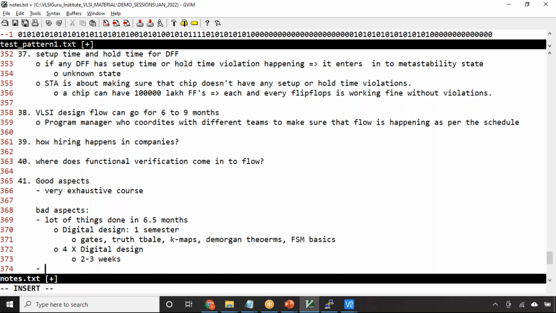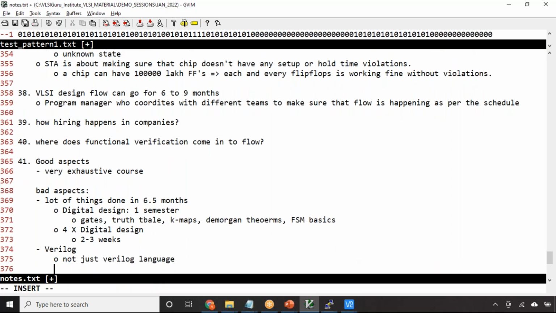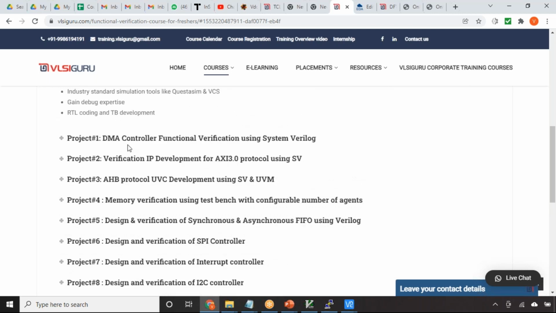Let's say we go to Verilog. We teach not just the Verilog language, we teach multiple projects. For example, I am teaching projects like SPI controller, interrupt controller, parallel serial out, asynchronous FIFO. The whole idea is to introduce you to the things that happen in the industry. If you go to the industry, you will come across terms like interrupt controller, FIFO, SPI controller, parallel serial out, even AXI and DMA controller.